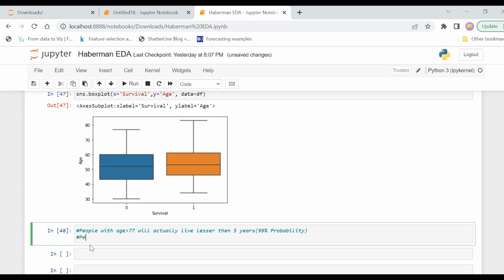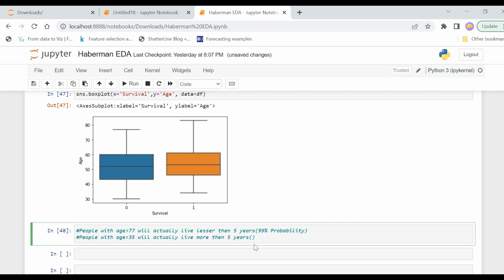So you can say conclusively that people with age lesser than 35 will actually live more than 5 years. And this is also certain with 99% probability, because I can say this.